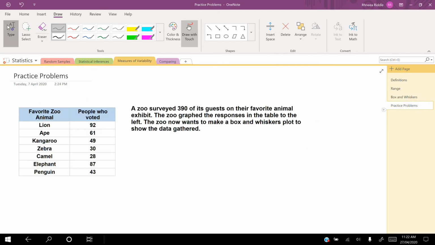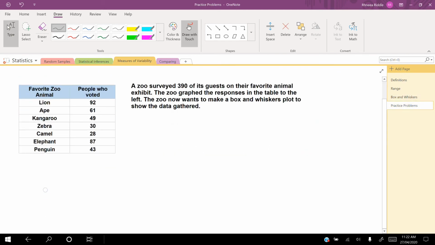So I want y'all to go ahead and try this practice problem. It says a zoo surveyed 390 of its guests on their favorite animal exhibit. The zoo graphed the responses in the table to the left. The zoo now wants to make the box and whiskers plot to show the data gathered. So I want you to pause here and, using that same piece of paper you've been taking your notes on, give this practice problem a go.